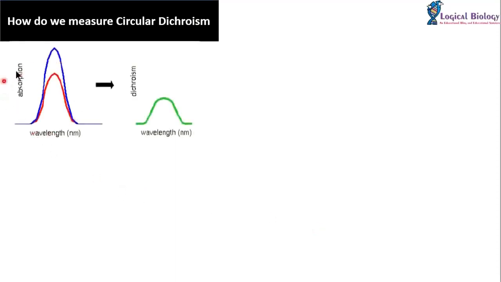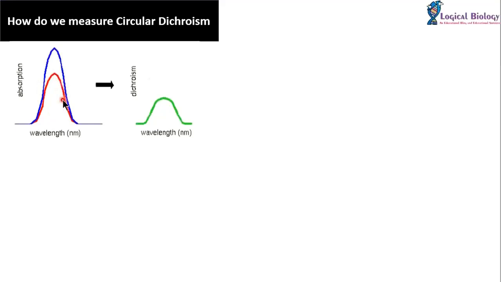A sample is having absorption on the y-axis and wavelength on the x-axis. The blue is showing the absorbance for left-handed light, and the red is showing the absorbance of right-handed light. So we can say that in this case the absorbance is different for these two lights. It means this sample is showing dichroism, and the final resultant light will be the subtraction of left-handed and right-handed light.